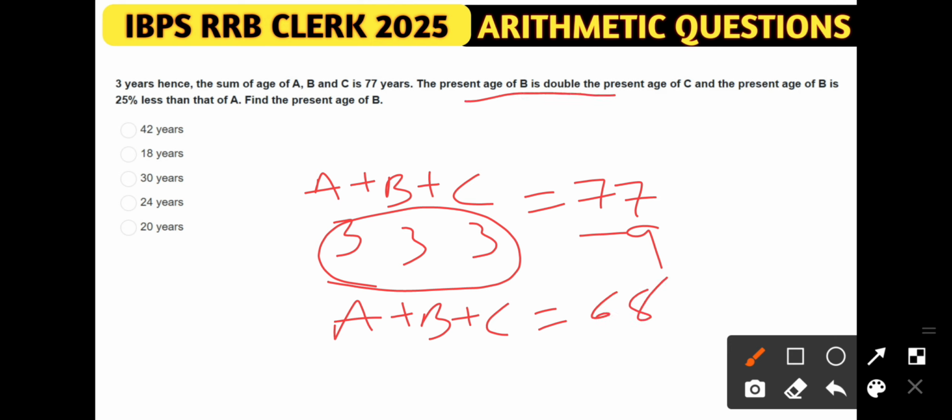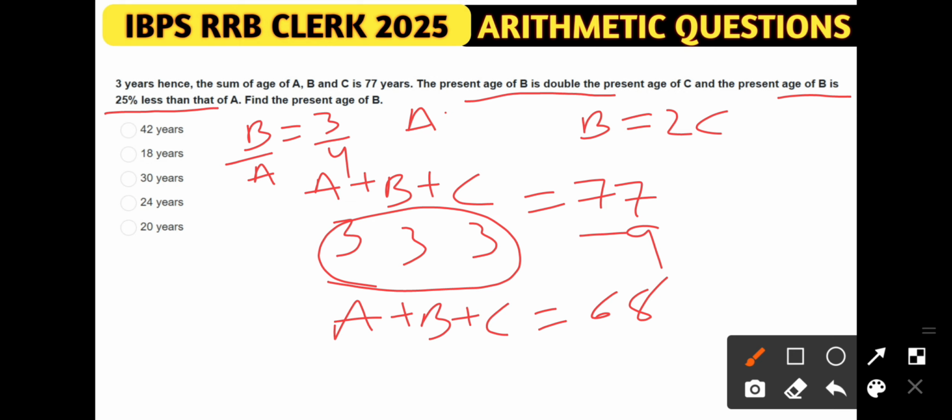Okay, the present age of B is double the present age of C. So B is 2 times C, and the present age of B is 25% less than that of A. 25% less means 1/4 less, 1/4 less means 3/4. So B is 3/4 of A. If B is 3 parts, then A will be 4 parts. So A to B is in the ratio 4:3. B to C is 2:1.